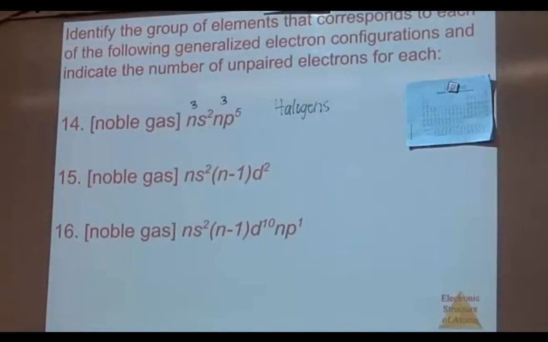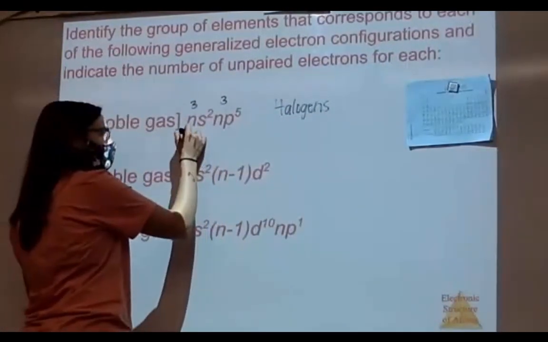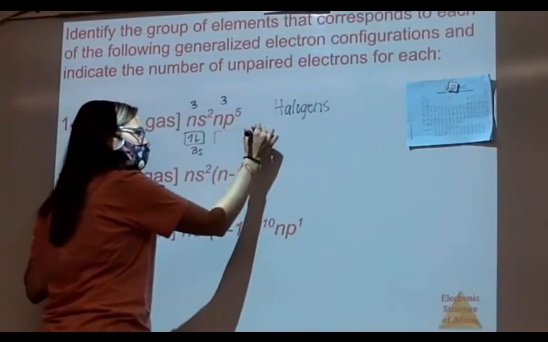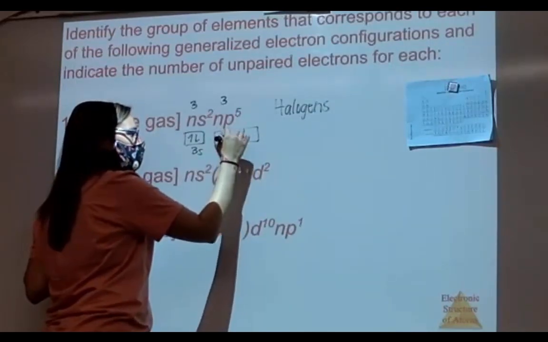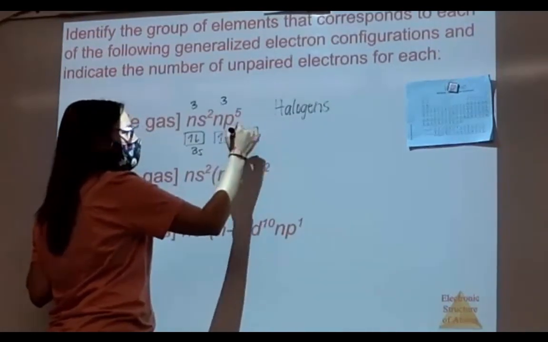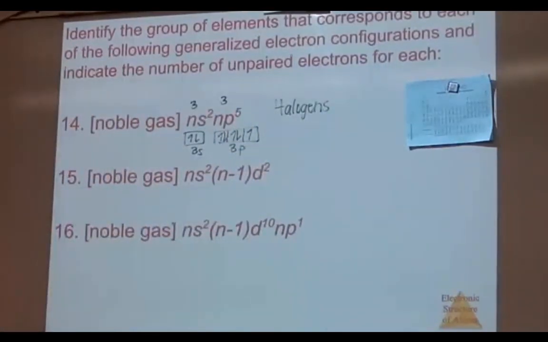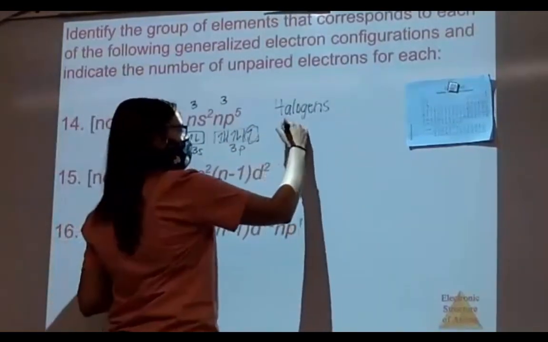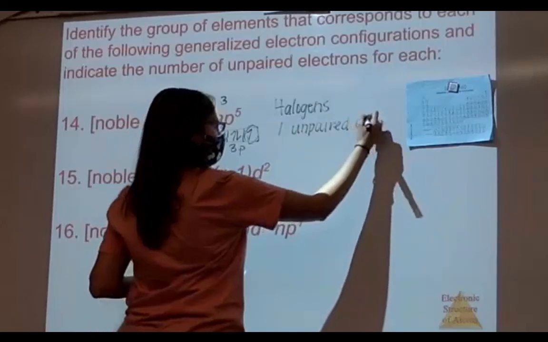And then it says indicate the number of unpaired electrons. So if I look at the orbital diagram, I'm assuming this is 3, right? It doesn't matter if it's 3. 1, 2, 3, 4, 5. How many unpaired electrons are here? Just one. So 1 unpaired electron.